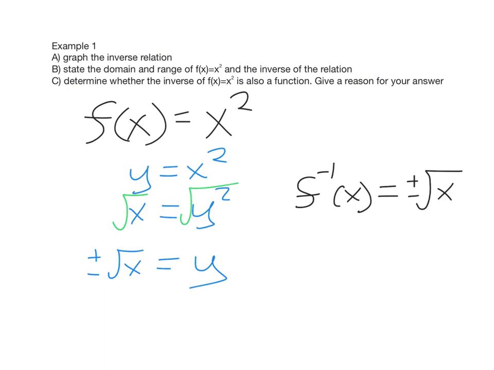Remembering that the plus or minus piece is critical because that's what gives us our arms that open upward and downward in the root function.